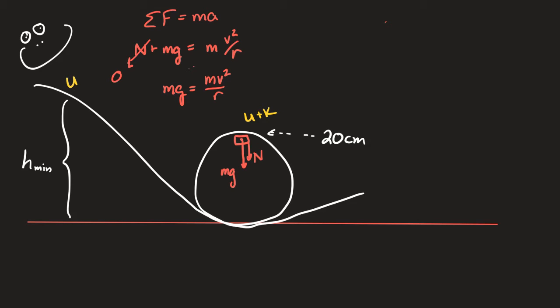How are we doing so far? No worries? All right, well, I'm going to suggest that we look at the fact that mgh minimum has to equal 1/2 mv squared plus mg times 2r. Let that soak in for a minute. Just making sure that it's soaking in for all of you. Is it? All right. Well, look, don't look at the numbers yet.